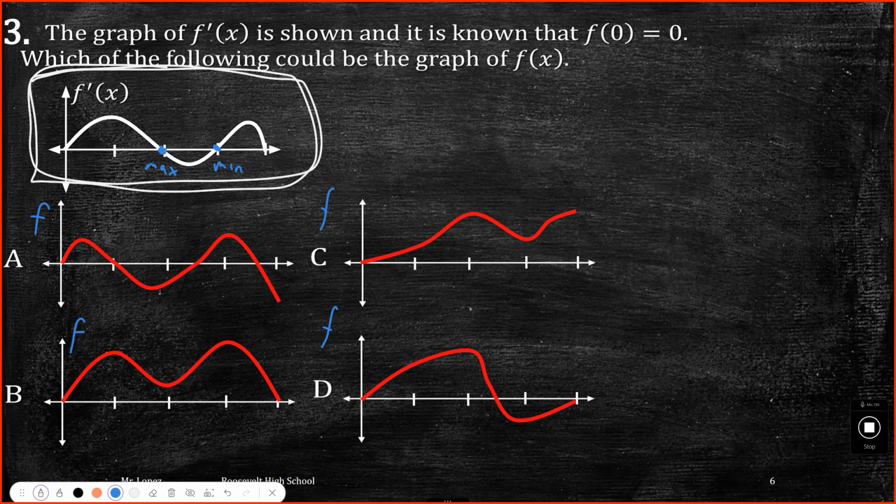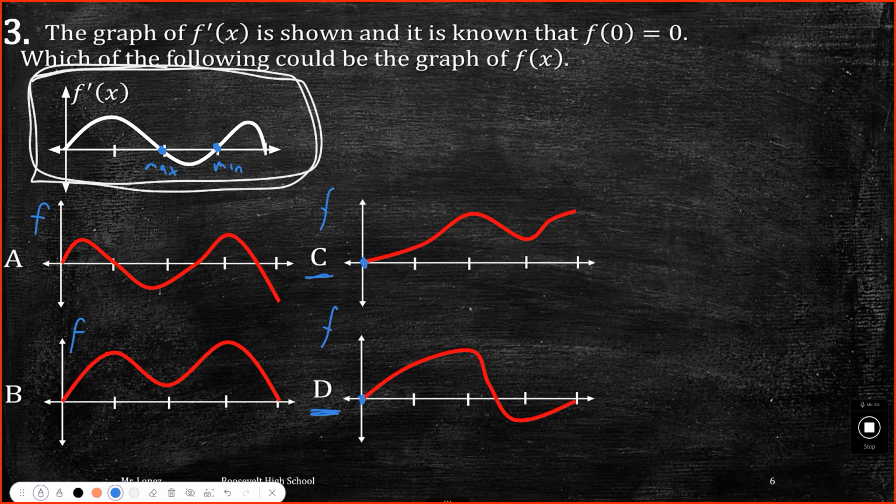Maybe that one. No. Maybe. So it could be this, could be this. It has a min at 3. Not really, it's kind of messed up. Has to be this one. F of 0 is 0. So they all could be. That doesn't even give anything away. So it has to be one of these.